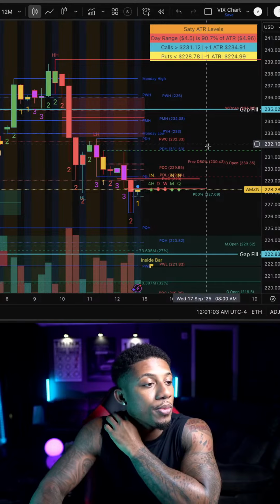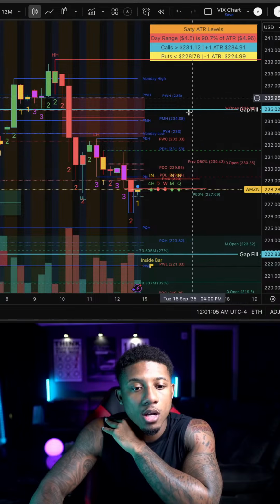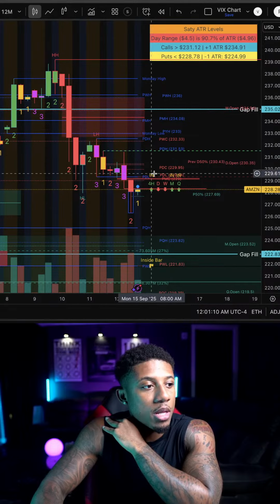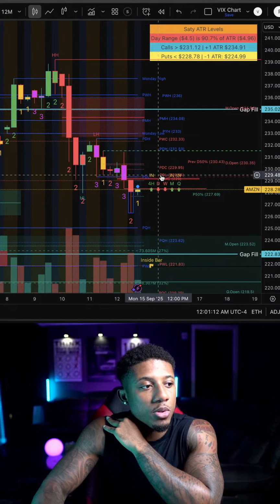This is TradingView. How can you tell the gaps? The red blocks, red and the green blocks. What's the purpose of rolling up?